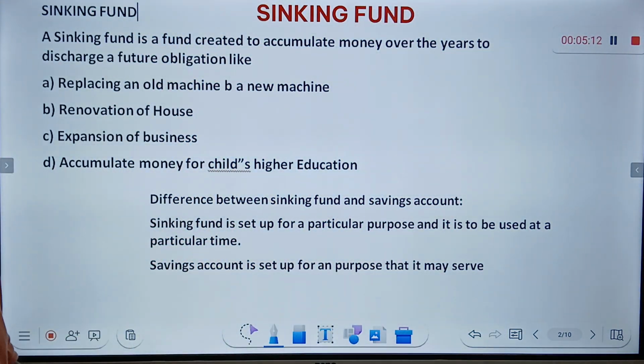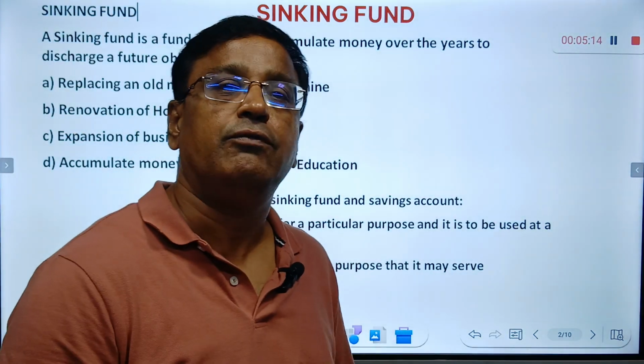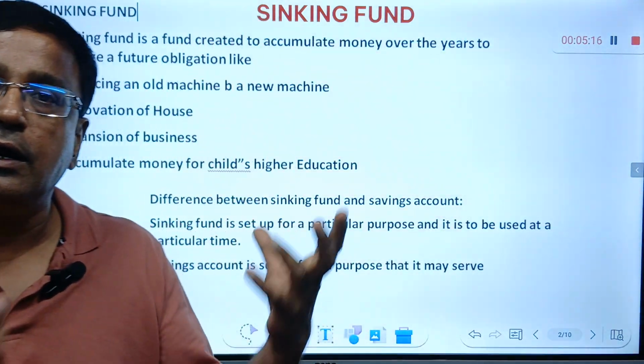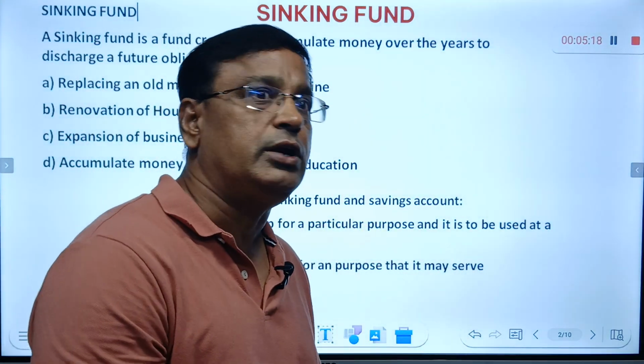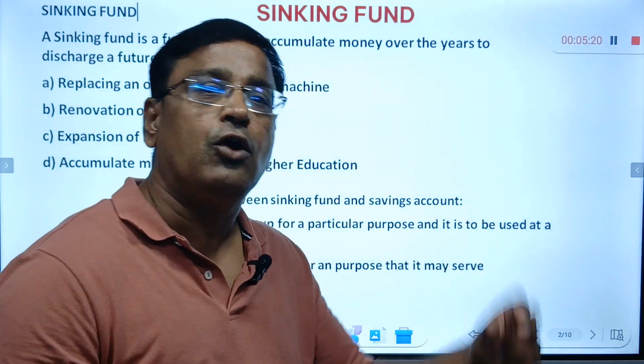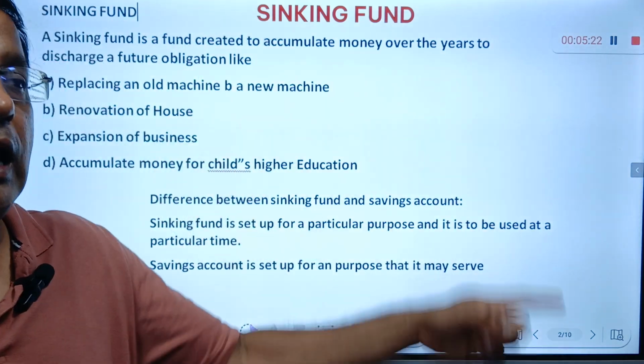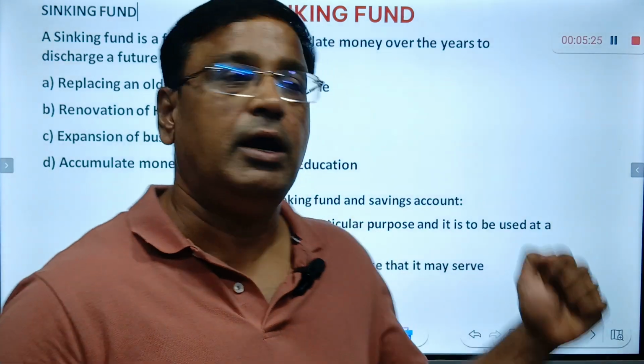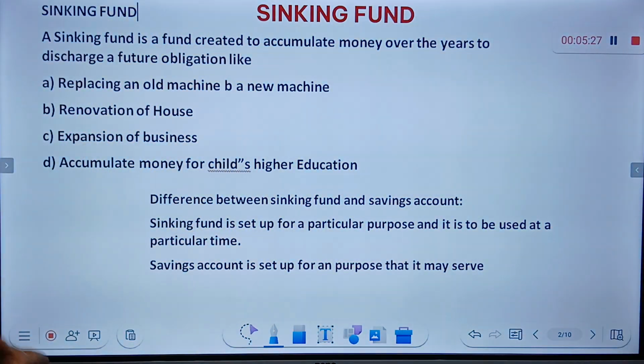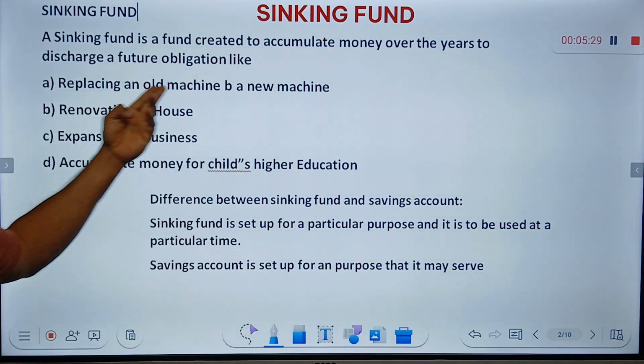Renovation of a house. Suppose I have a house and I need to renovate after 20 years. All of a sudden I can't spend so much money on renovation. So what I will do is slowly accumulate some money with the mind that I will be using this money for renovating my house. Now, expansion of business, the same as replacing a machinery.